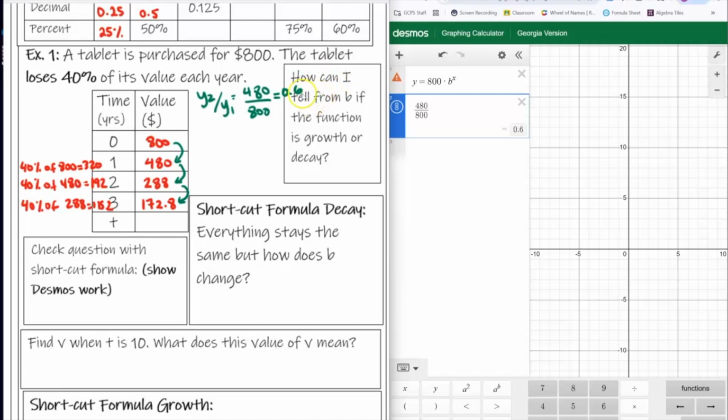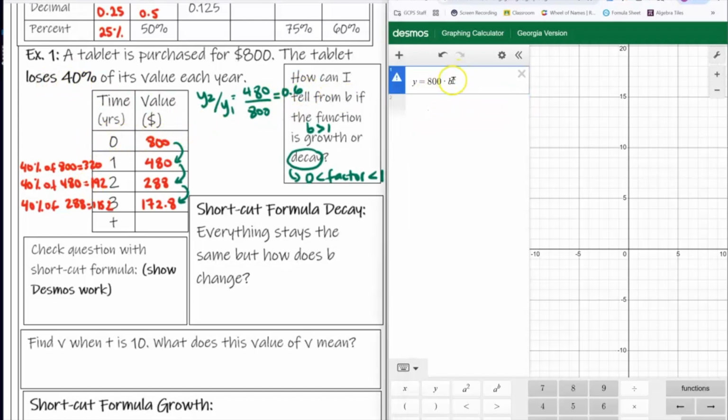And the question is, how can I tell from this number if it is growing or decaying? Well, I know it's 0.6, which means it is decay. Why? Because the factor is less than 1 but greater than 0, so it's between 0 and 1. If it's growth, remember, B would be greater than 1. So I know that this is decay, and that makes sense because it's losing 40%. So normally what I would think then is that 0.6 goes in here.